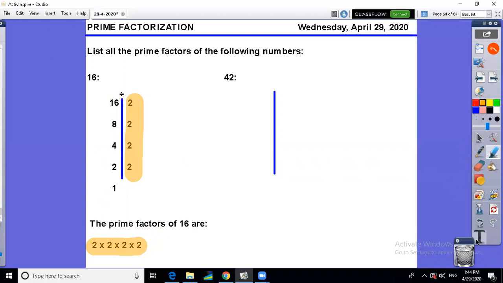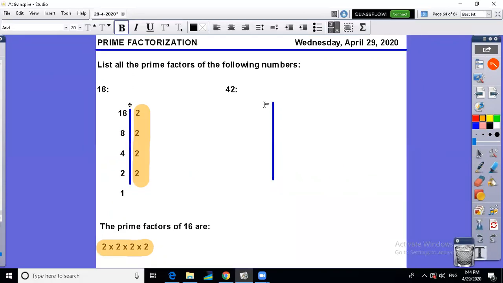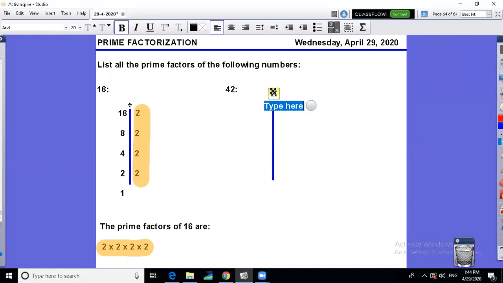42. To prime factorize 42, we're going to write it here on the left side of the column, like what we did with the 16. What are we going to divide 42 by? Someone might say, oh, mister, I'm going to divide it by 2. It's an even number. No problem at all.